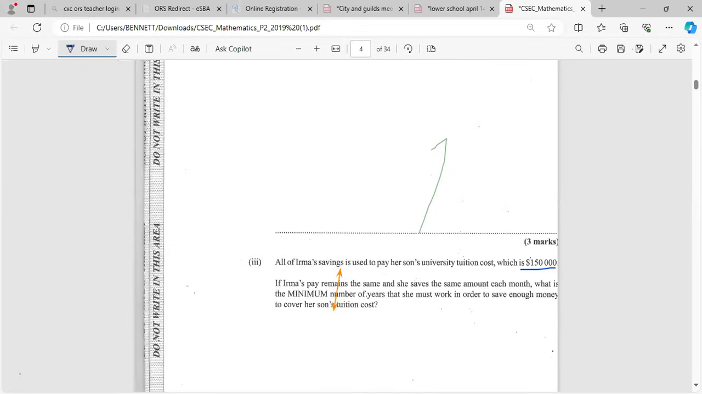Yes, sir. Can you go back to the table? Let me see the amount. I want to see the minimum number of years to achieve it, up to all of the money. Oh, so basically you don't have to put in the additional months. All right.